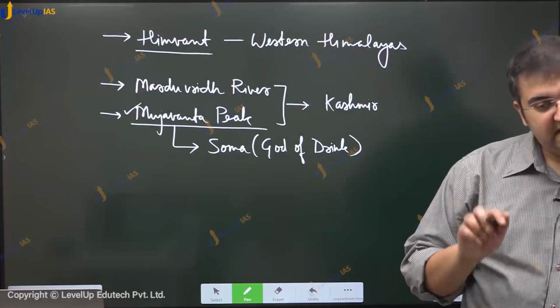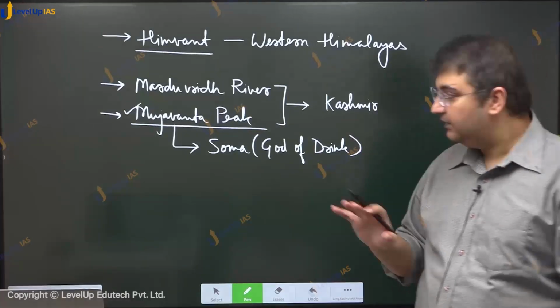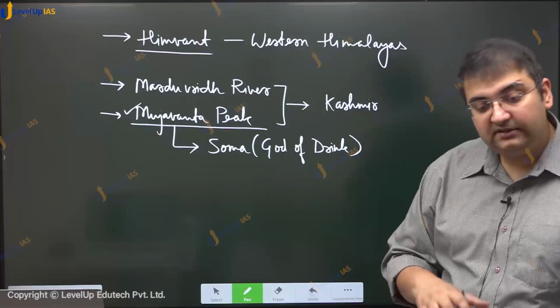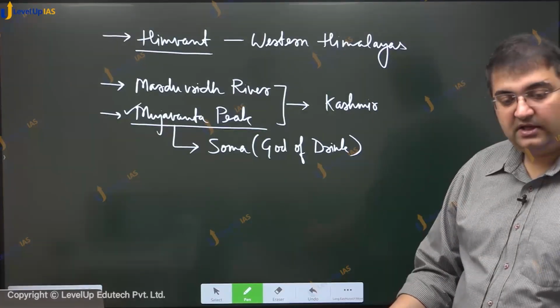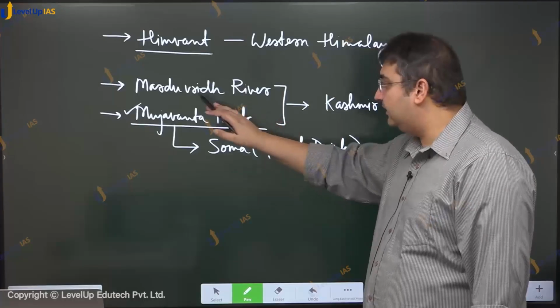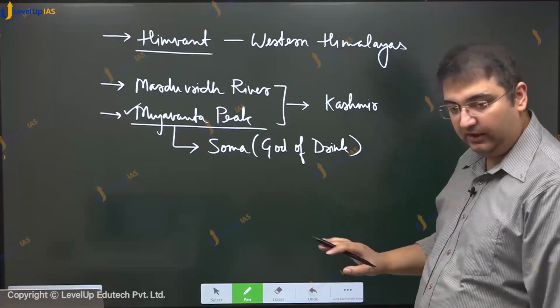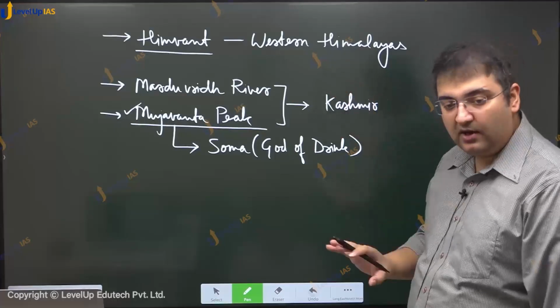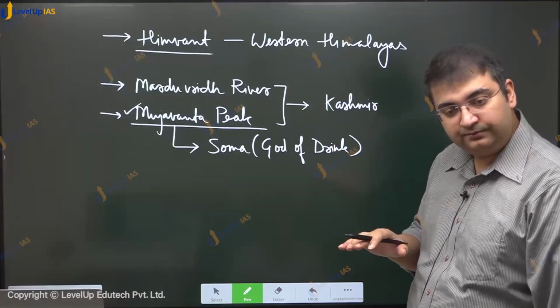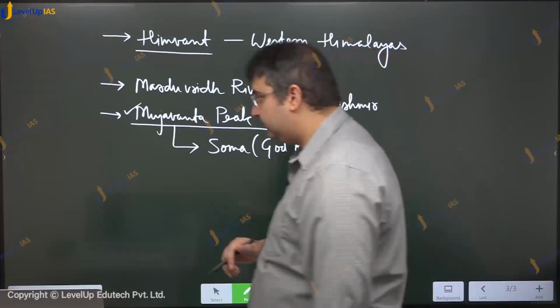Younger portion, right? The first, then 8th, 9th, 10th are considered later editions. That means it is only towards the end of the early Vedic age that the Vedic Aryans had accessed the Mujvant peak and Kashmir. So was this the core habitation zone, or did people reach here later? They reached later. So for the early Aryans, this must have been a frontier area, right?